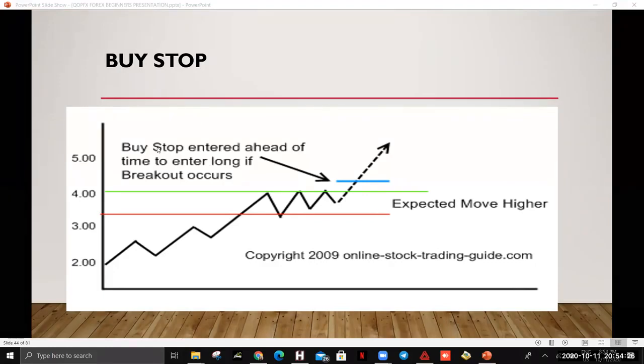Now, buy stop, you can see the buy stop. Buy stop entered ahead of time to enter a long breakout occurs. Now, this is price here. You can see price here. This is your buy stop order, the blue line. Price is the green line. You are the one that activated it here. This is you here, expecting price to do what? Come up, activate your blue line and keep going up. The red line here should be your stop loss. You're expecting price to just keep going up and up and up. That's what that buy stop order means.